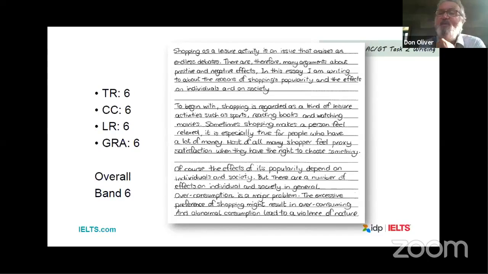And that means it's quite a good response, but it has quite a few errors. And just to look at some of those errors briefly, you'll see what they are. For example, this person makes a lot of spelling errors. And you'll see there, "shopping as a leisure activity is an issue that erases. Sometimes shopping makes a person feel relaxed. Most of all, many shoppers feel proxy satisfaction when they have the right to choose something."